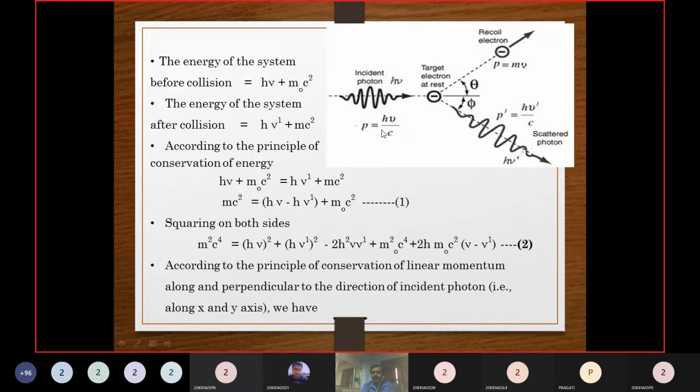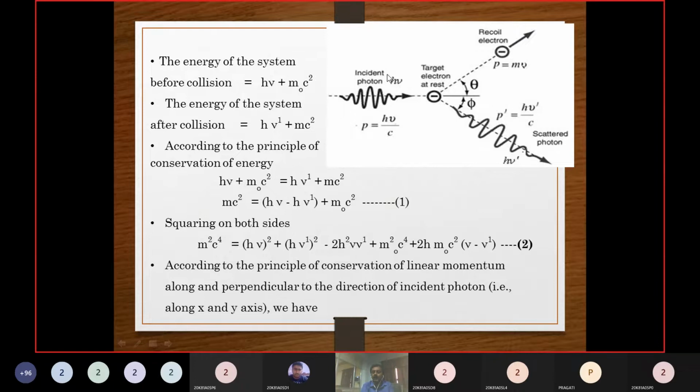Already we discussed how we get the momentum. According to Newton's law, conservation of energy, E is equal to mc square. From that we can write mc is equal to E by c. What is E here? Energy, equal to h nu. So mc, that is the momentum p, is equal to h nu by c.